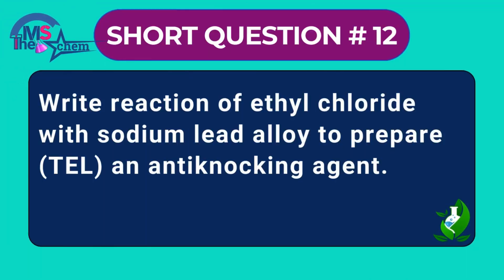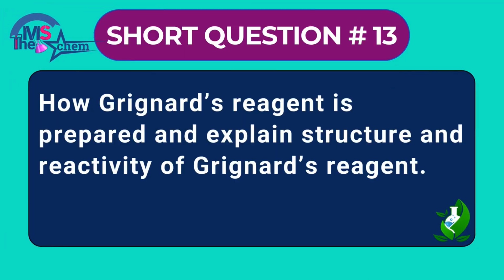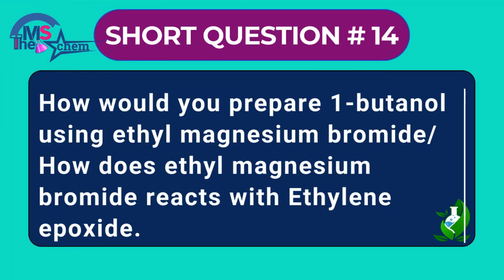Question 12 is write reaction of ethyl chloride with sodium lead alloy to prepare tetraethyl lead, which is an anti-knocking agent. Question 13, how Grignard reagent is prepared and explain structure and reactivity of Grignard reagents. Question 14, how would you prepare 1-butanol using ethyl magnesium bromide?